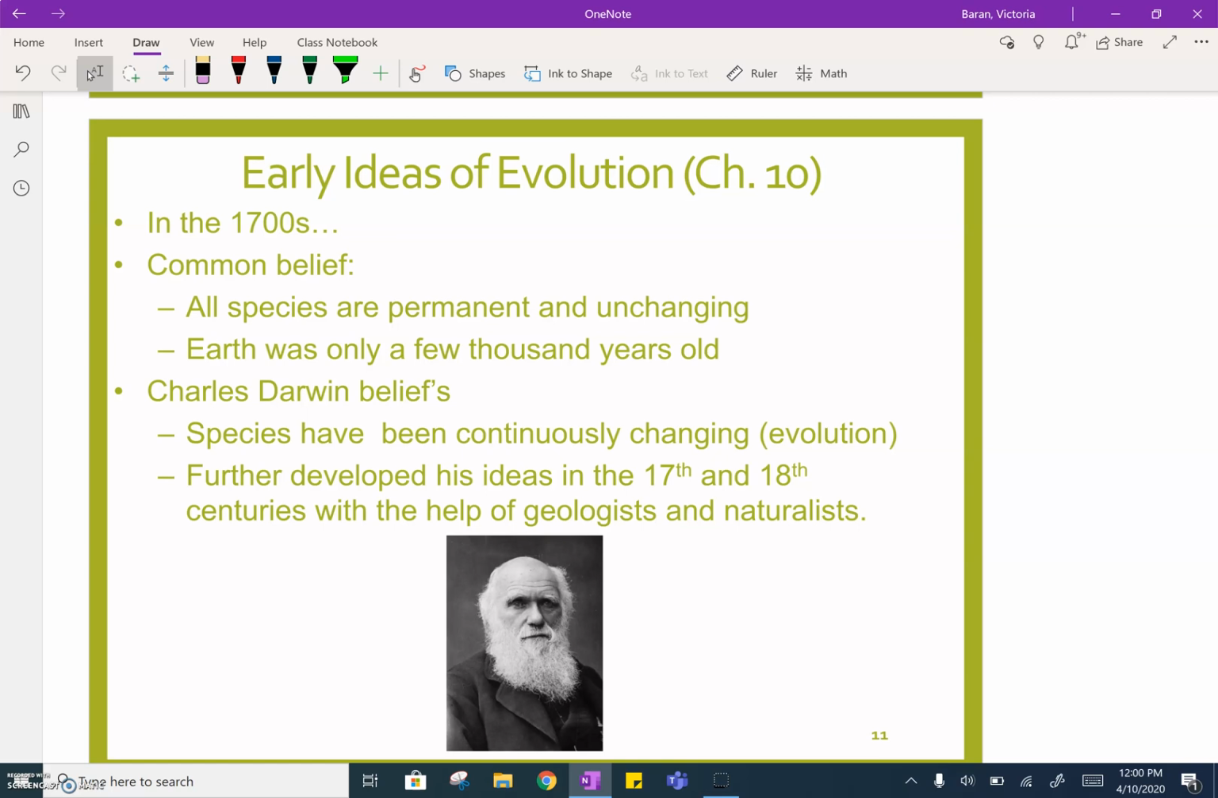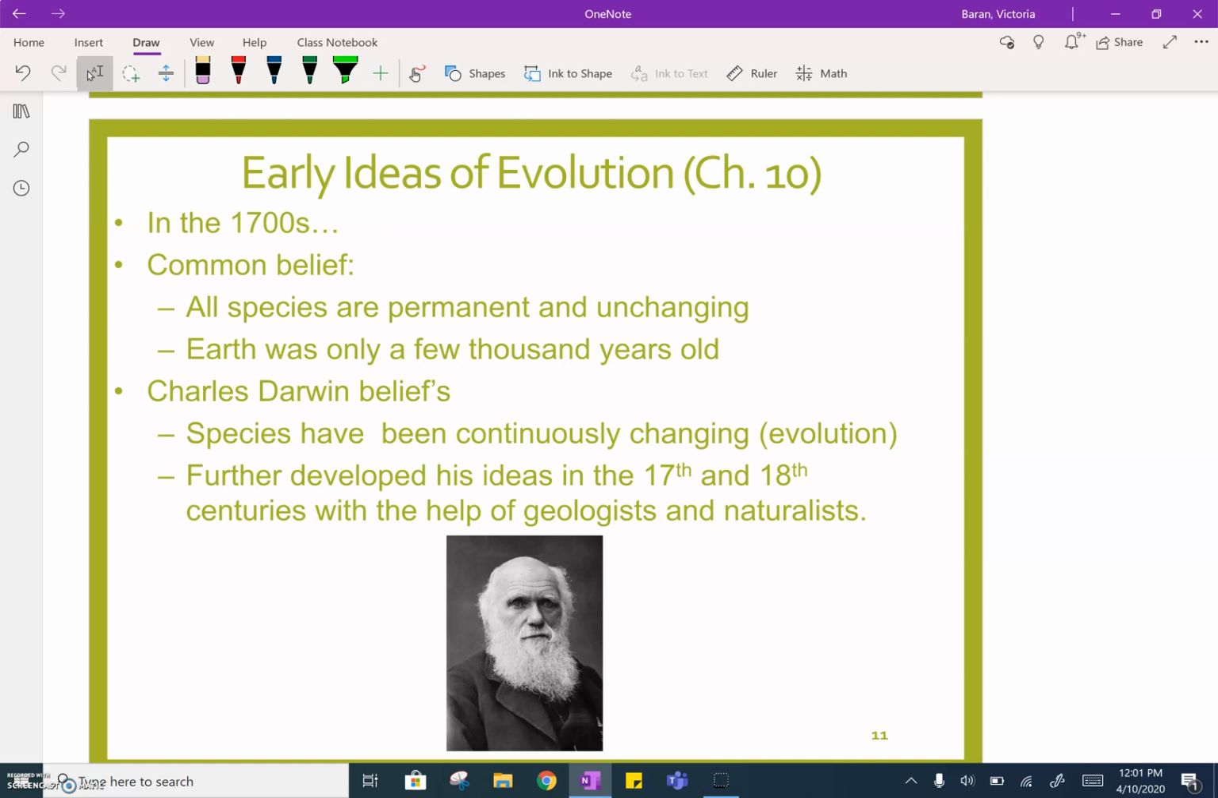Charles Darwin had a counter belief to that, so he thought that species have been continuously changing over time, which is evolution. He does coin the term evolution, but he only uses it once. It's not a word that he uses very often. He prefers to use the definition descent with modification, which I'll get to a little bit more later on.